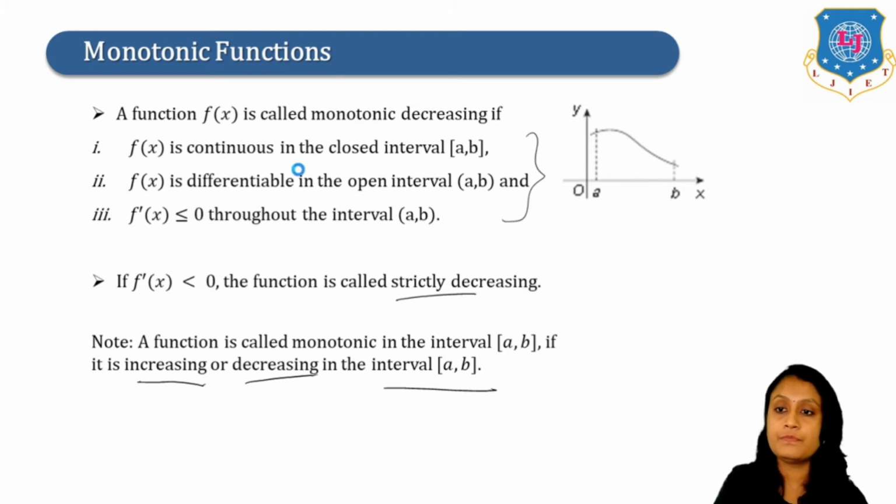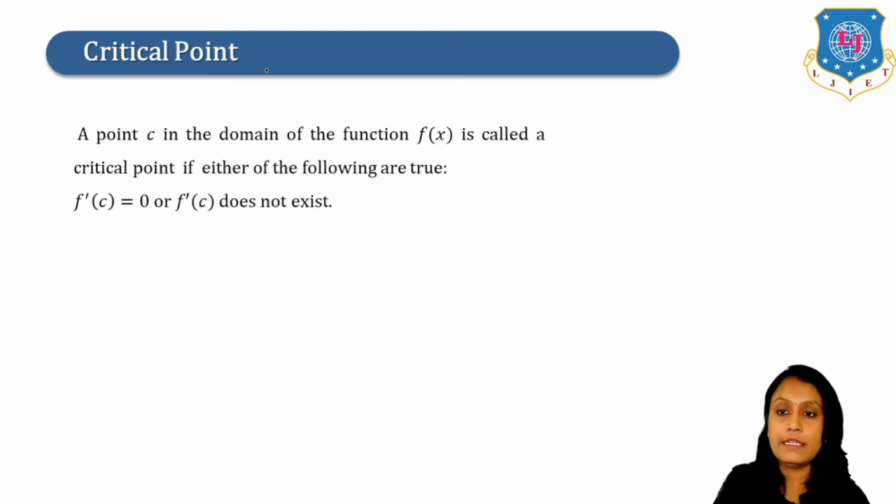Now let's study critical point. A point c in the domain of a function f(x) is called a critical point if either of the following is true: f'(c) is equal to 0 or f'(c) does not exist.